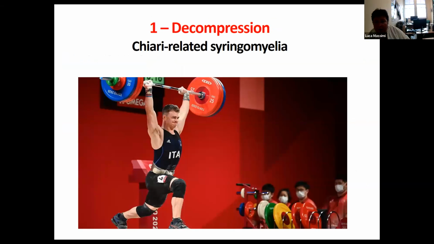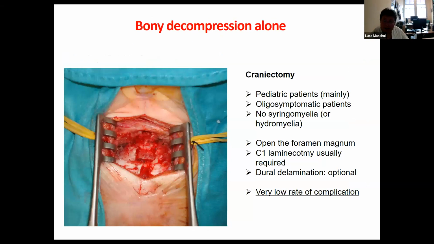So, a first option for the treatment of evolving syringomyelia is decompression, and this usually concerns Chiari-related syringomyelia. In children, as mentioned by Dominic, we can use bony decompression alone, but we mainly use this option in children, of course, more than adolescents or adults, especially if without syringomyelia. So if the symptoms are mainly related to the Chiari malformation.